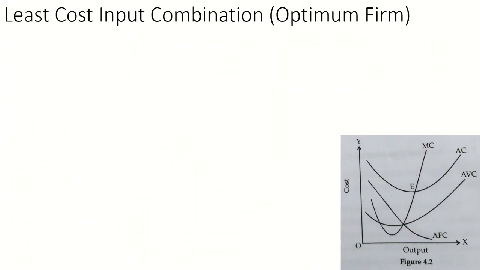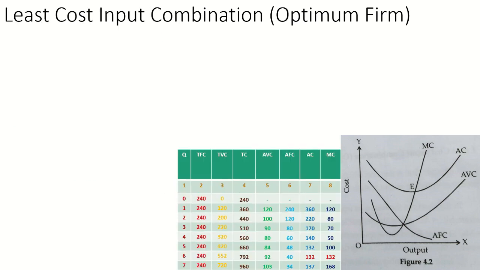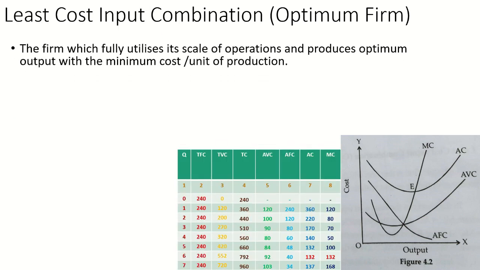Okay, next, the last topic is the least cost input combination or the optimum firm. We already discussed it in the first slide. We discussed what you mean by this optimum firm. Actually, the optimum firm means the firm which fully utilizes its scale of operations and produces optimum output with the minimum cost. That is, we are fully utilizing the scale of operations, or we can say that we are producing maximum output with the minimum cost, or minimum cost per unit of production.